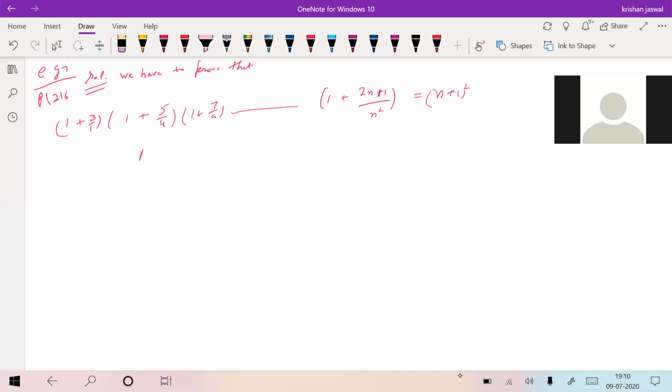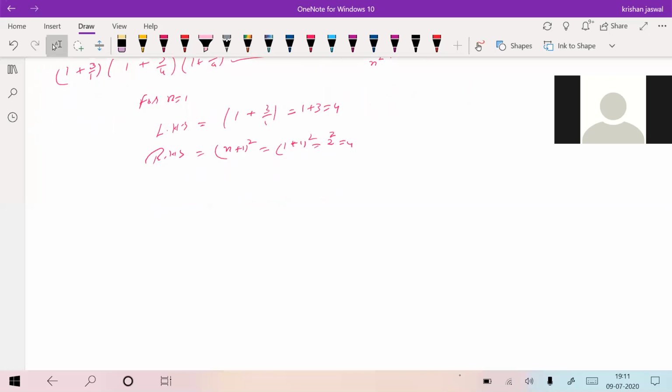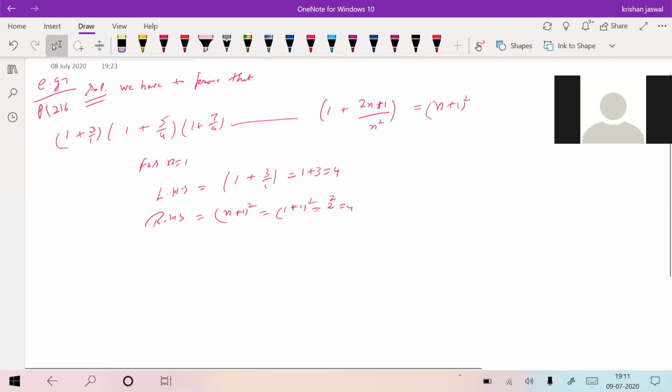Now for n equal to 1, the left hand side is equal to the first term. What is the first term here? 1 + 3/1 is equal to 4. And the right hand side is (n+1)². If we put n equal to 1, (1+1)² is equal to 2², which is 4. Therefore, the result is true for n equal to 1.